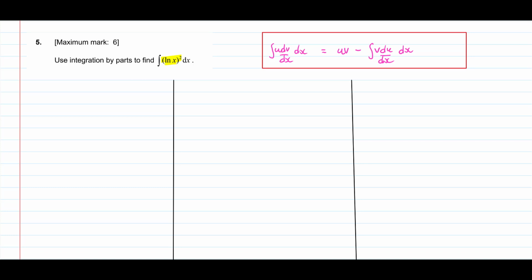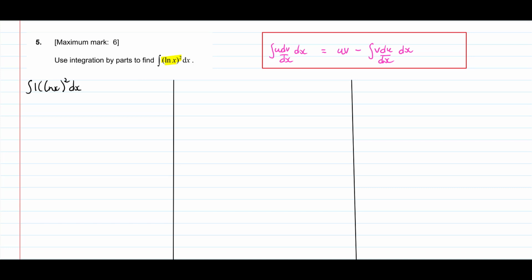In this video, we are going to rewrite our integral as 1 times (ln x) squared. So that's a little trick you can do when you want to integrate by parts and it looks like we've only got one function there. So let's just rewrite our integral. Let's write this as 1 times (ln x) squared.